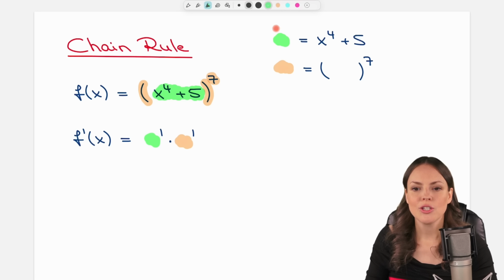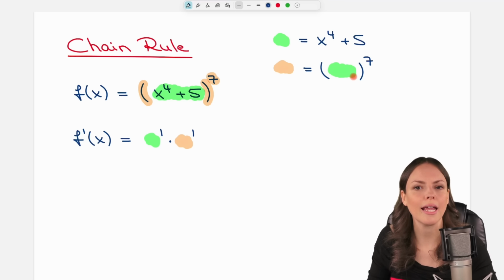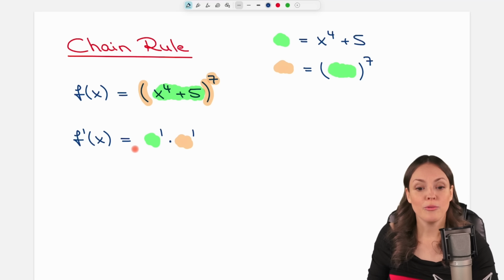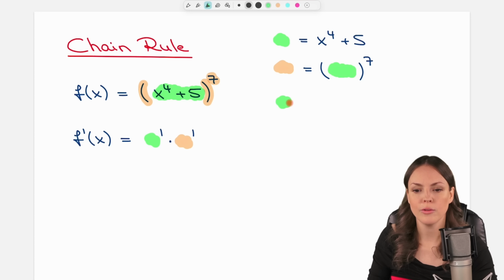Usually I just highlight that there is an inner function in here. I don't write it down because it looks way more complicated, but I just highlight inside there is this green thing. We don't have to really know what the green thing is, but just be aware there is something in there. But for the chain rule, we just need to differentiate these things now. So let's start with the green inner function. Let's find the derivative. What is it?